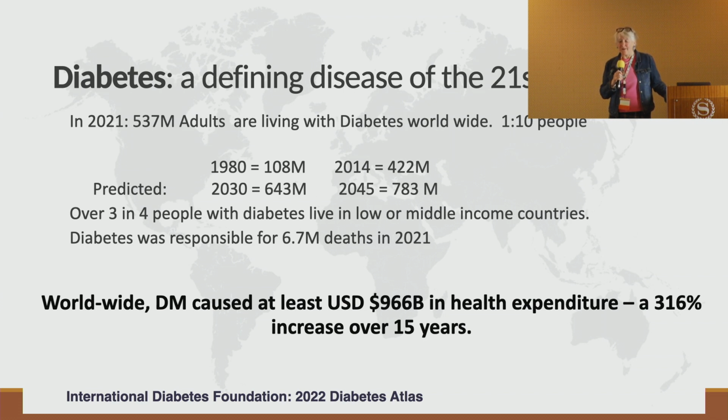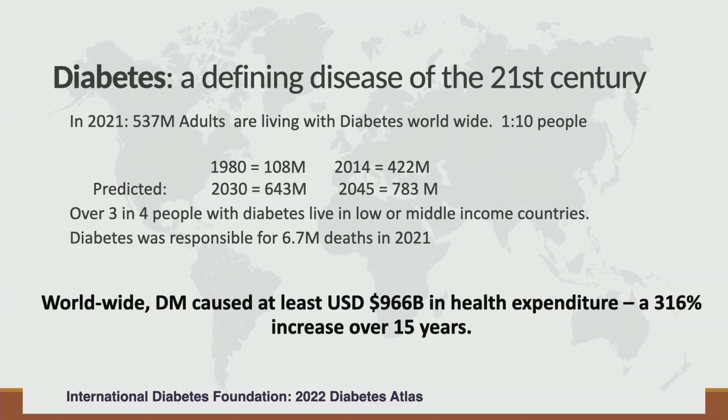If we look at trends, and these are people living with diabetes worldwide, 1 in 10 people in the world today are living with diabetes. And down below, you'll see I've put down predicted numbers from 1980, 2014, all the way through to 2045, and you can see this exponential growth. Over 3 to 4 people with diabetes are now living in lower and middle income countries, which is really quite shocking, as we always felt that it was a disease isolated to countries with plenty. Worldwide, this is a big problem.